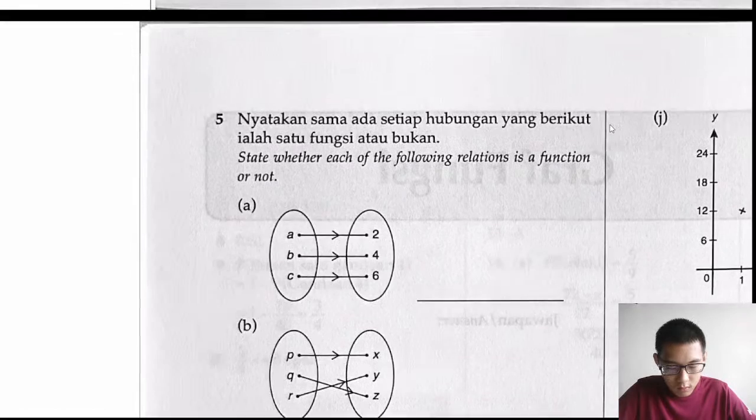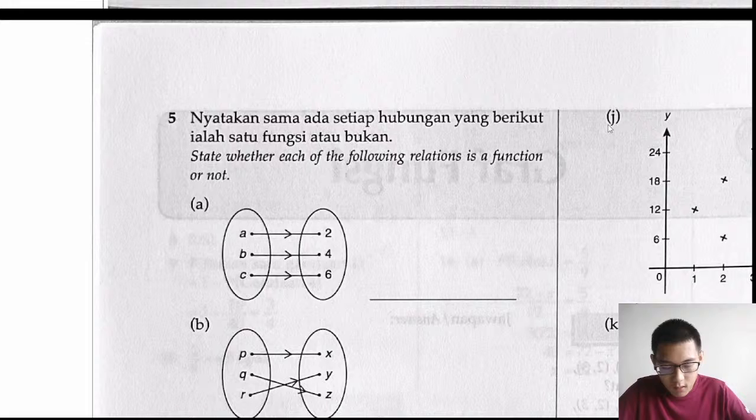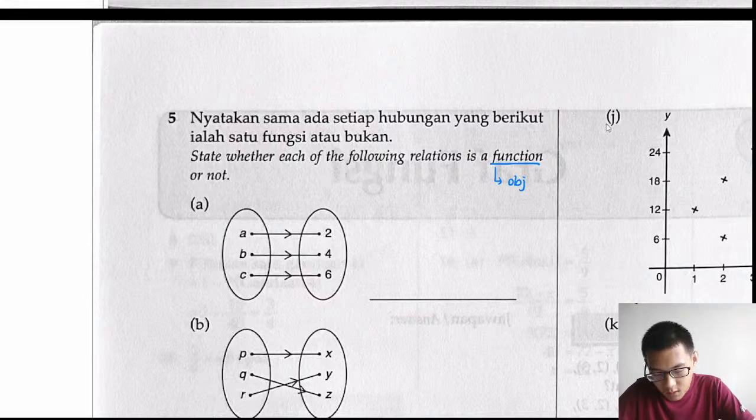Okay, so this one: state whether each of the following is a relation, is a function or not. So that means, to make sure it's a function, all objects in the domain must have one and only one image. Each object must have one and only one image.